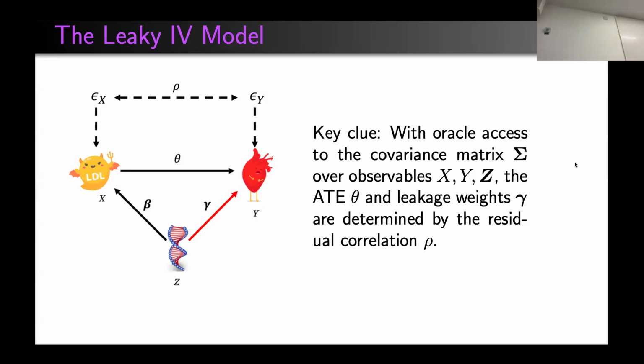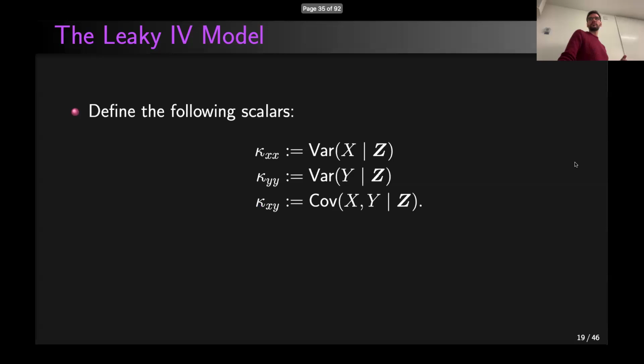So beta I get from the covariance sigma itself. That's automatic. I also get the conditional variance of X given Z. And then I've just got these three parameters, but with a presumed value for rho, everything else clicks into place. So let me spell that out for you. Define these scalars. We got some conditional variance and covariance terms.